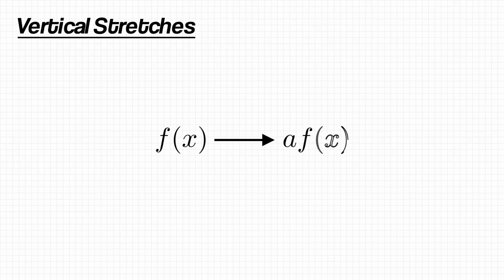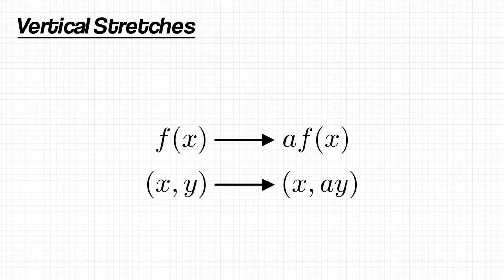So to summarize, if we want to stretch any graph f of x vertically in the y-axis, this corresponds to transforming the graph of f of x into the graph of a times f of x. To perform the transformation, we take any xy point on the graph of f of x and multiply the y-coordinate by a. Let's check again what happens when a is negative.